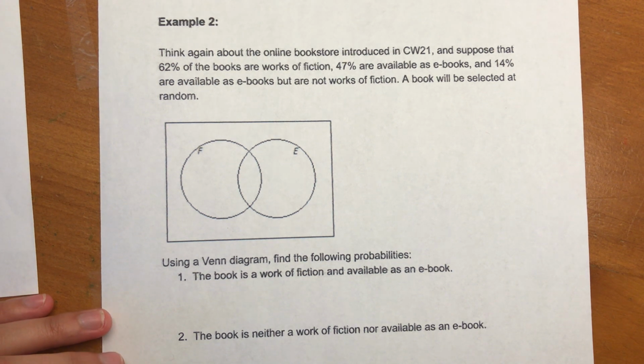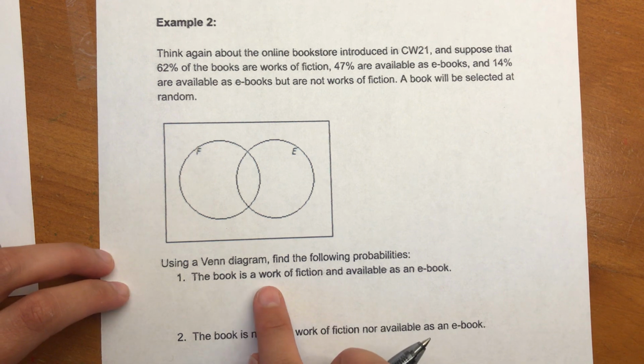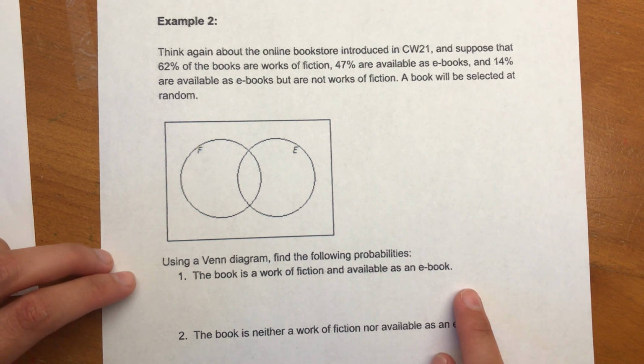Think again about the online bookstore introduced in Classwork 21, and suppose that 62% of the books are works of fiction, 47% are available as ebooks, and 14% are available as ebooks, but are not works of fiction. A book will be selected at random. So that means we're not doing conditional probability, it's all just regular probability. So using a Venn diagram, find the following probabilities. The book is a work of fiction and available as an ebook.